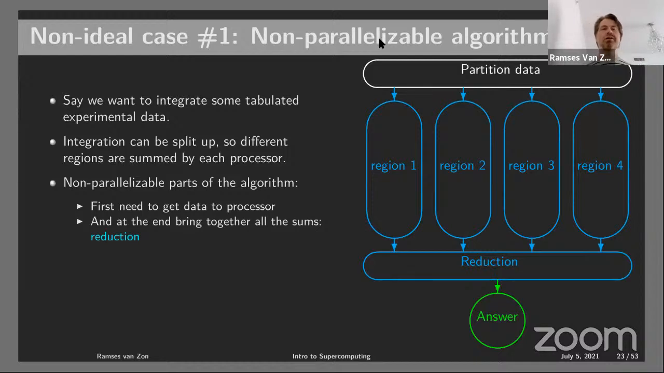So you would think that we can split this up. Integration here just means summing all of these data points. Say it's 1 billion points. We have 4 cores, so we could send 250 million to each core and say, why don't you sum those up? And that would be 4 times faster, right? But that's only the summing itself.